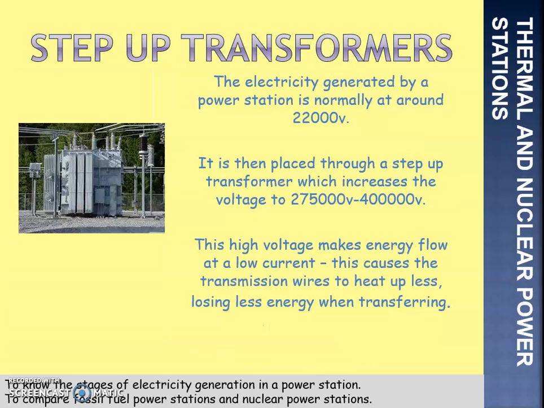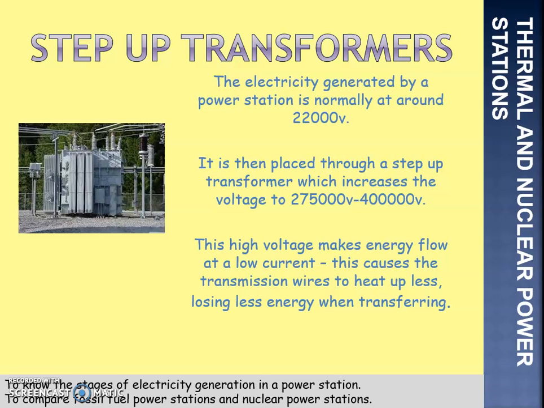Electricity generated at a power station is normally at around 22,000 volts. We then place it through a step-up transformer, and that increases the voltage to around 275,000 to 400,000 volts. This high voltage makes energy flow at a much lower current.